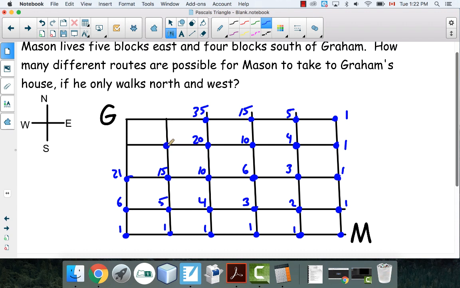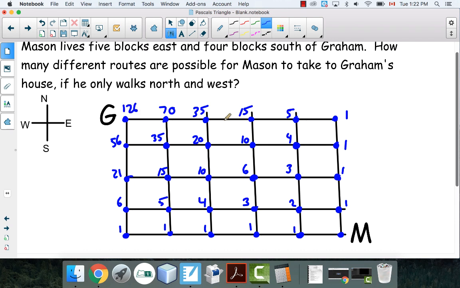This dot right here, I've got 20 plus 15, that gives me 35 to this location. And then from here, I would have 35 plus 21. That gives me 56 ways of getting to this dot. This dot right here, 35 plus the 35 gives me 70. And then finally, the very last final location, I have 70 routes out of here and 56 routes out of here. That gives me 126 different routes.